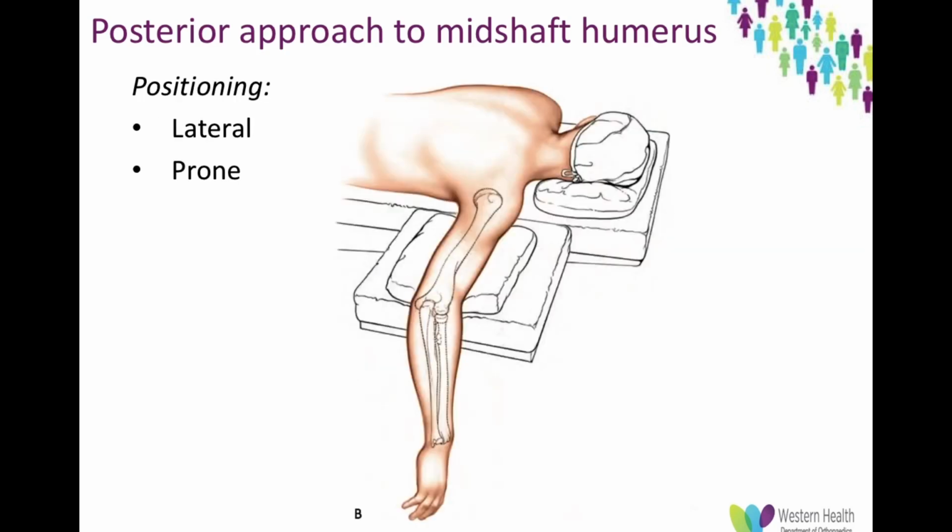So you have the option of both lateral or prone positioning for this operation, with normally either an arm table with the elbow at 90 degrees or in the lateral position with the arm over a gutter or an arm bolster.